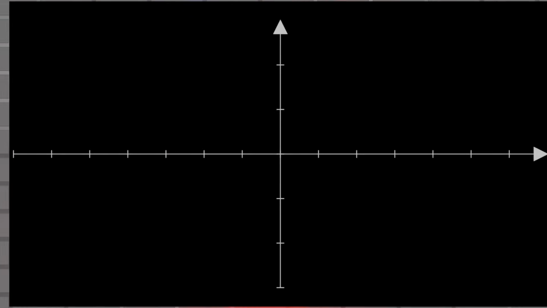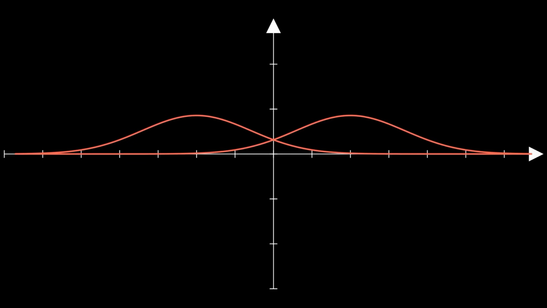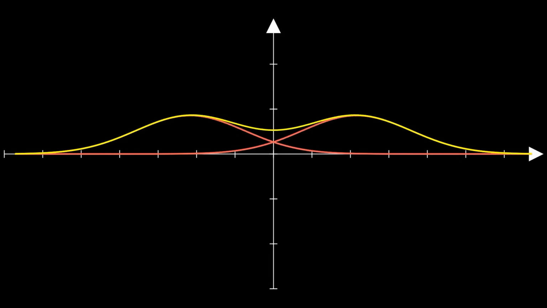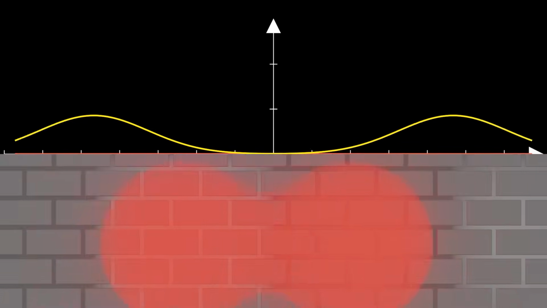In order to understand why, let's imagine two functions. A function like this and a function like this. Now we can take these functions and add them together. There, we end up with a larger bulge in the middle. That's basically what happens when we have two electrons and we bring them together.